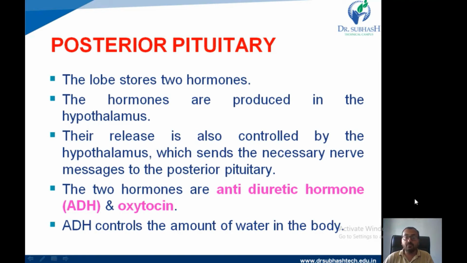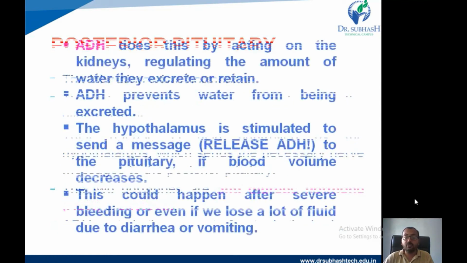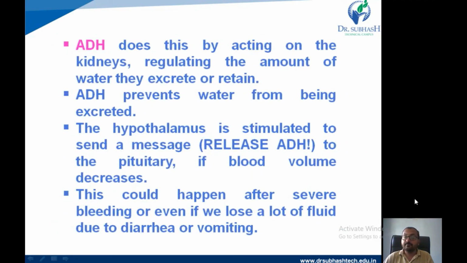ADH controls the amount of water in the body. So antidiuretic hormone has a major role in regulating the amount of water. How exactly does it do this? By acting on the kidneys, it regulates the amount of water that is excreted or retained. Antidiuretic hormone prevents water from being excreted, so it minimizes the amount of water excreted with the help of the kidneys.